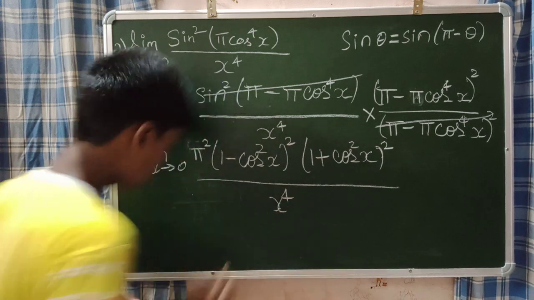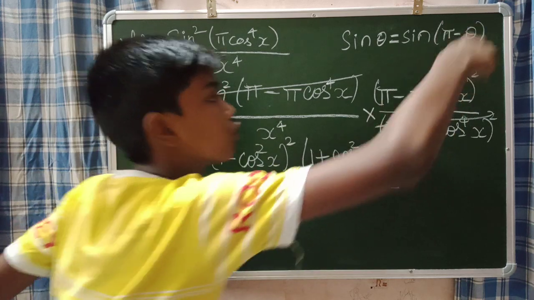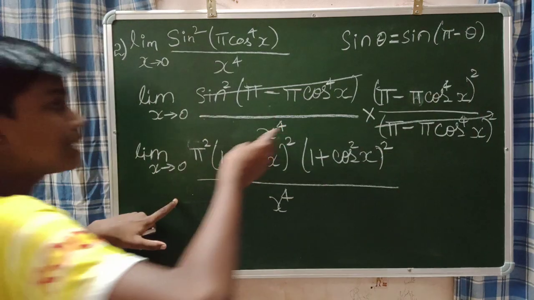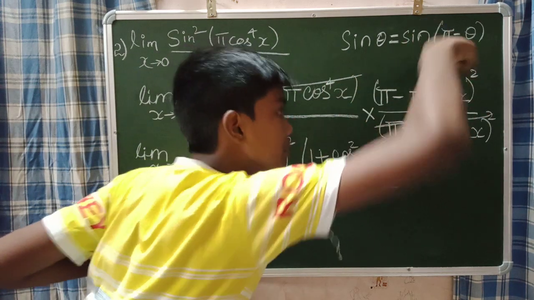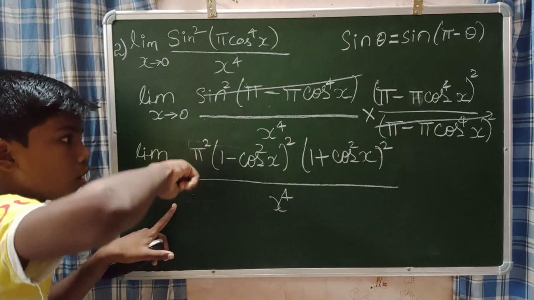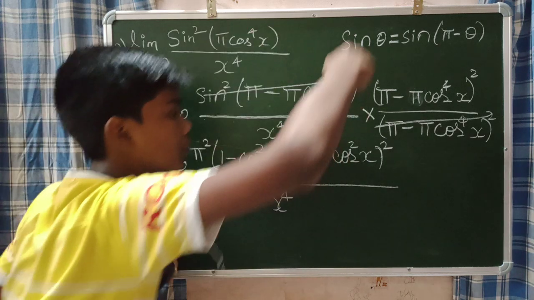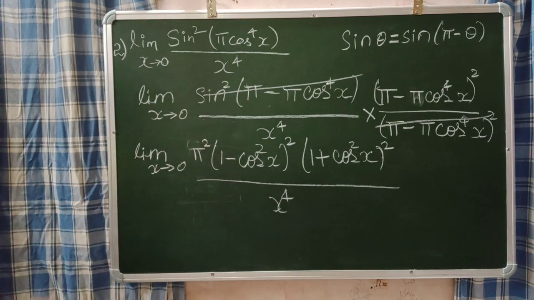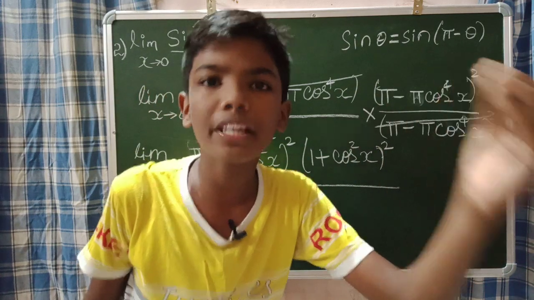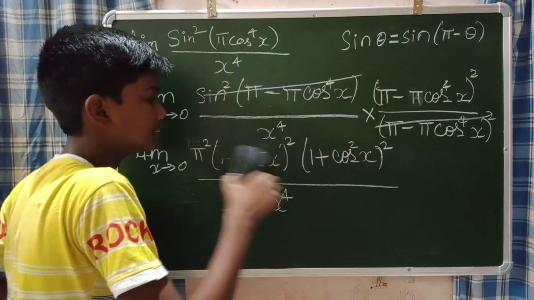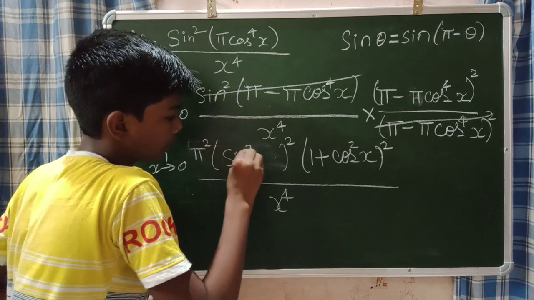So what I am doing guys? Just a simple thing. I'm writing this pi minus pi cos to the power of 4x whole square by taking pi square common. When you simplify this expression using a minus b whole square, and then take pi square common, this is the value you will get: 1 minus cos square x whole square into 1 plus cos square x whole square. Now guys, what is 1 minus cos square x? That is sine square x, because sine square x plus cos square x gives us 1. So 1 minus cos square x is sine square x.